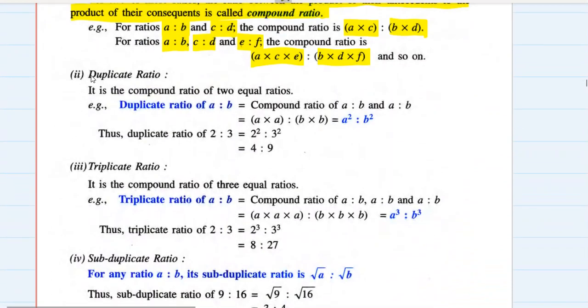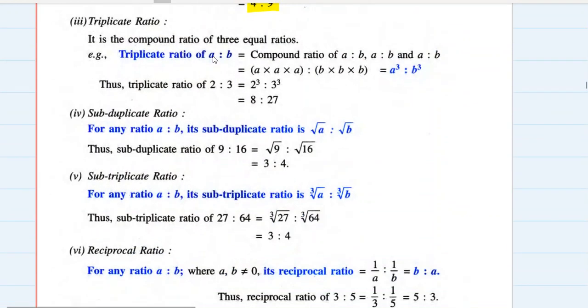Number two, duplicate ratio. What is duplicate ratio? Duplicate ratio of A is to B is the ratio of the square of its antecedent to the square of its consequent. So duplicate ratio of A is to B is A square is to B square. Similarly, duplicate ratio of 2 is to 3 is 2 square is to 3 square, which is 4 is to 9. Triplicate ratio. Triplicate ratio of A is to B is A cube is to B cube. Triplicate ratio of 2 is to 3 is 2 cube is to 3 cube, which is 8 is to 27.